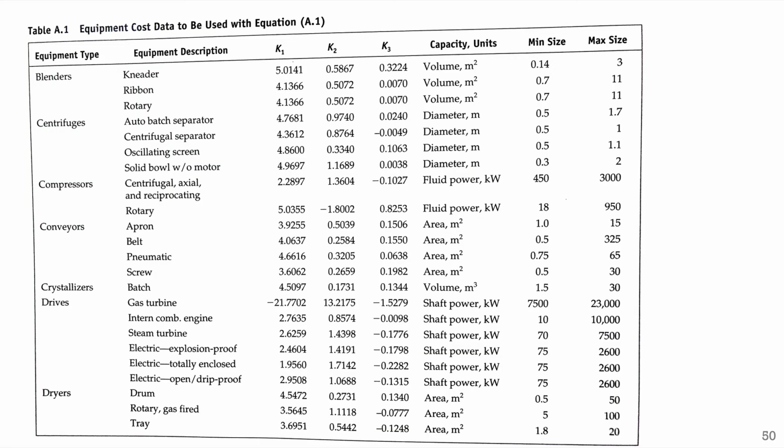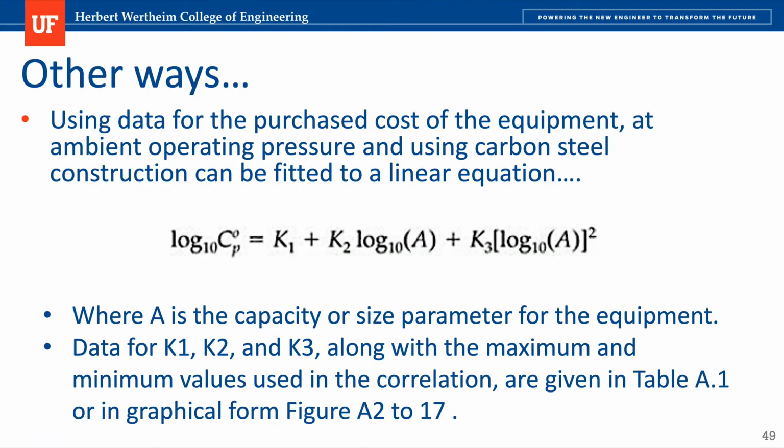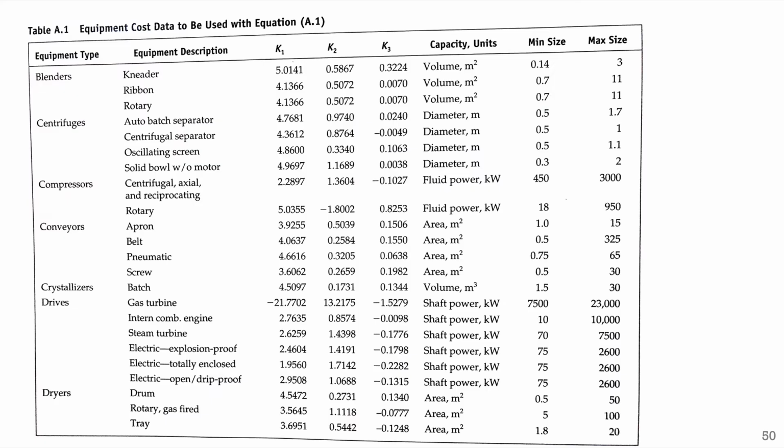So this is table A1. Notice it has the K values on the top and it goes with the CPs. Okay, so it's the only equation that has K values or K constants. So to calculate the purchase cost at base conditions, basically you're going to go here. So let's say that we're doing a compressor that is rotary.